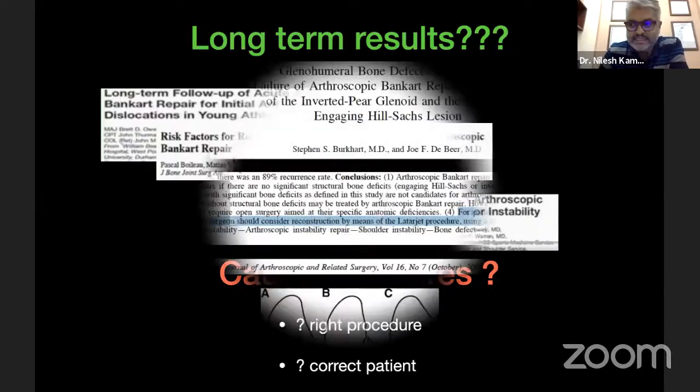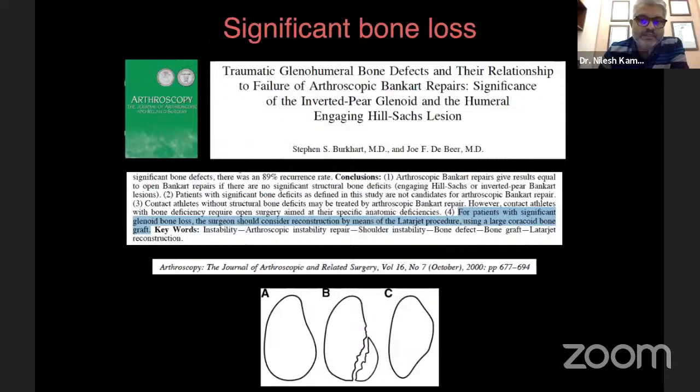In that sense, this landmark paper by Stephen Burkhart and Joe DeBeer was a real eye-opener, where they checked 194 cases in a retrospective study and found that the failure rate was significantly higher, up to 67%, when there was significant bone loss. And this percentage went up to 89% in contact athletes, which is completely unacceptable.